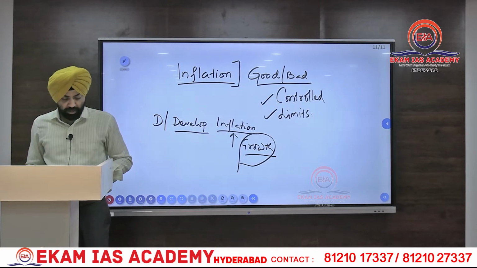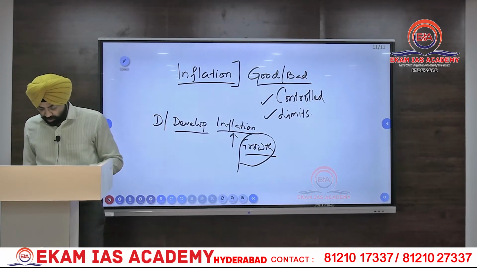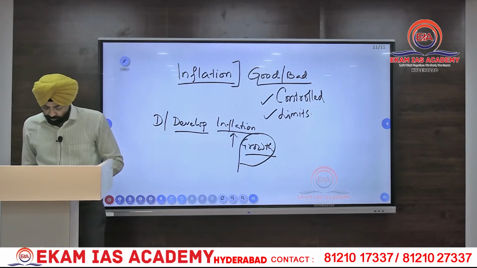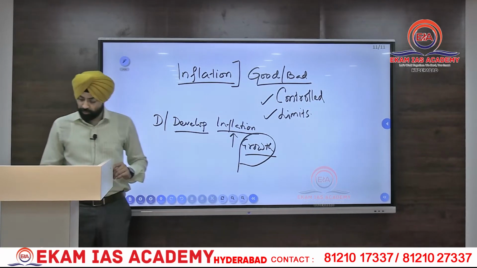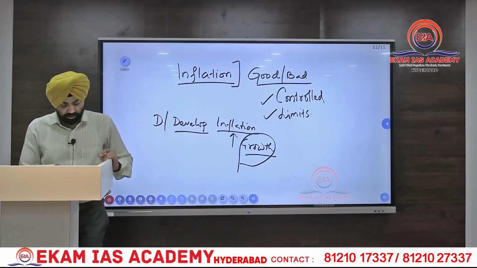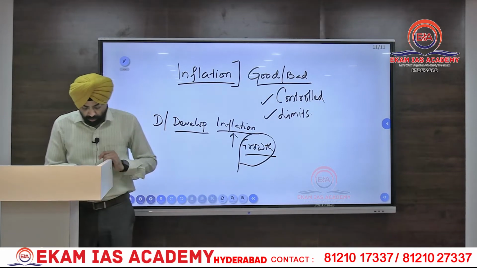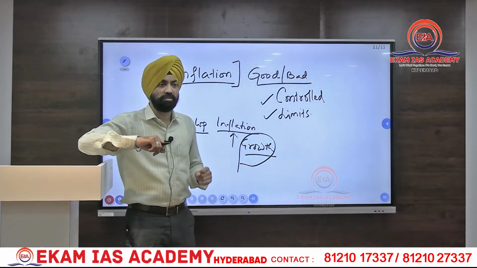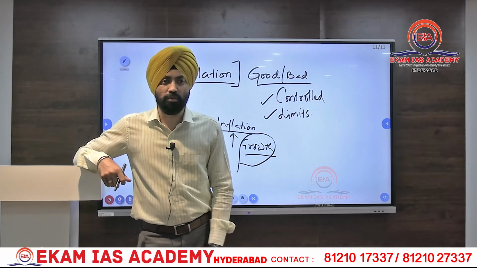Para 4.8, page 122, is important for mains. Please do read. Then come to 4.12, page number 123. Commercial papers, treasury bills, certificates of deposits. I hope you are all aware of the differences between commercial papers, certificates of deposit and treasury bills.